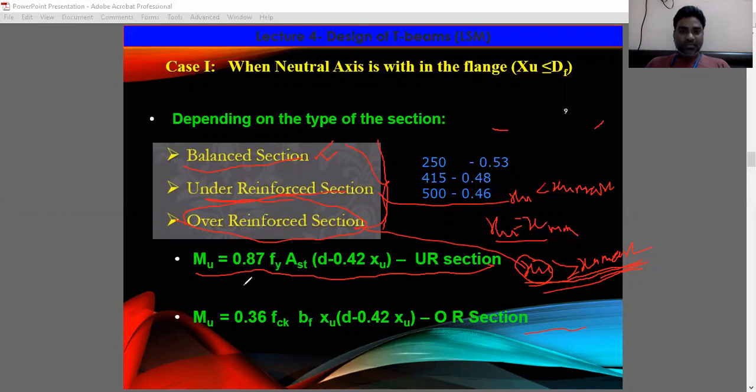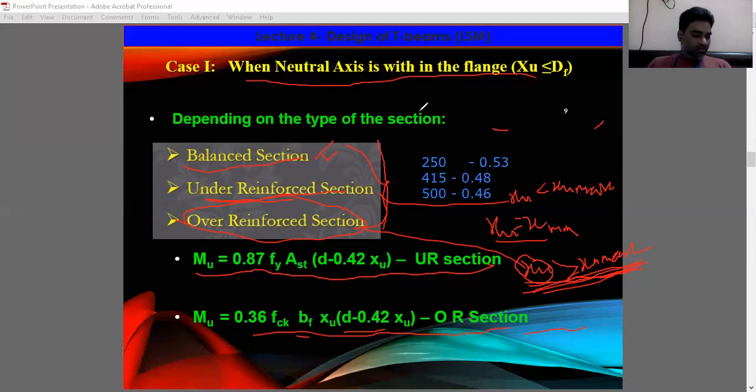And if it is an over-reinforced section, the Xu should be limited to Xu max. Therefore, the compressive force into lever arm. So here the Xu becomes Xu max, right? That is 0.36 fck bf Xu into (d minus 0.42 Xu). So here Xu becomes Xu max. This is over-reinforced. So like this, you can determine the moment of resistance of a T section if the depth of neutral axis is within the flange, right?